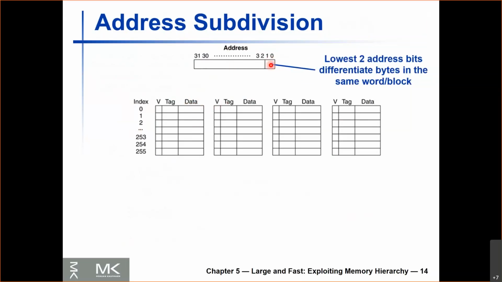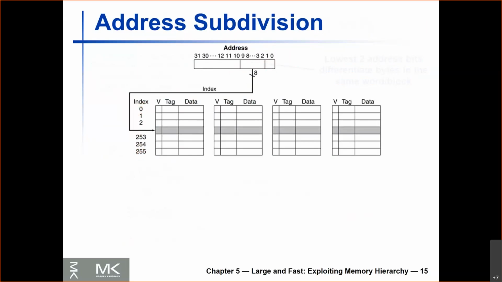Next we have the block offset, but here we said that every block is exactly 1 word. So we're not going to have a block offset. The block offset is going to be 0 bits. And next I have my index. How big is my index going to be? Right, 8 bits. I have 2 to the power 8 different sets in my cache. So the next 8 bits I'm going to use to index the 256 sets in my cache.